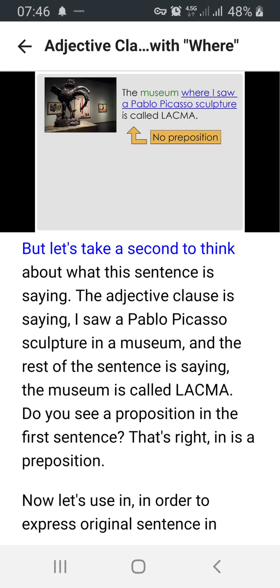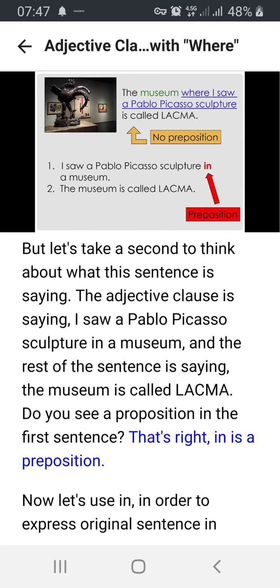But let's take a second to think about what this sentence is saying. The adjective clause is saying, I saw a Pablo Picasso sculpture in a museum. And the rest of the sentence is saying, the museum is called LACMA. Do you see a preposition in the first sentence? That's right. In is a preposition.